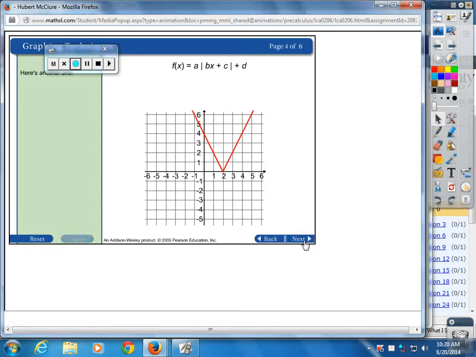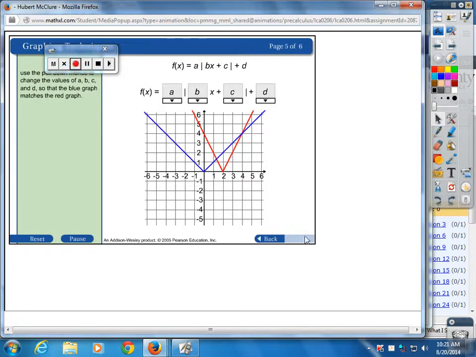Here's another one. Use the pull-down menus to change the values of A, B, C, and D so that the blue graph matches the red graph. All right, we've got a horizontal shift of 2, so that means we've got to do -2 right here. And a lot of you go, wait a minute, that's backwards. Yeah, it is backwards. That's the only time it is backwards, but we'll talk about that later.